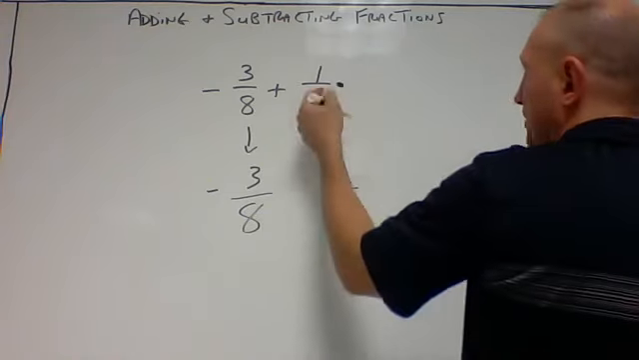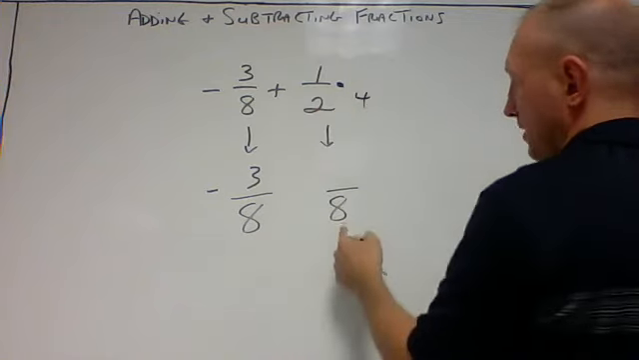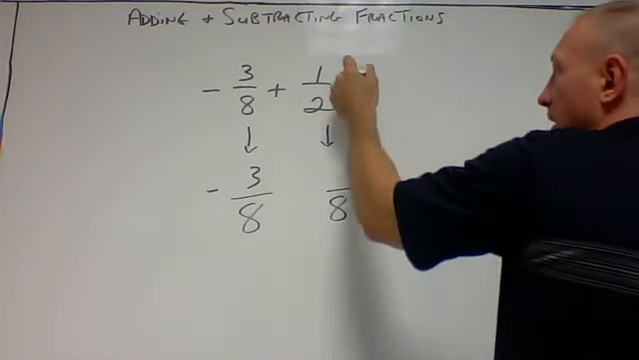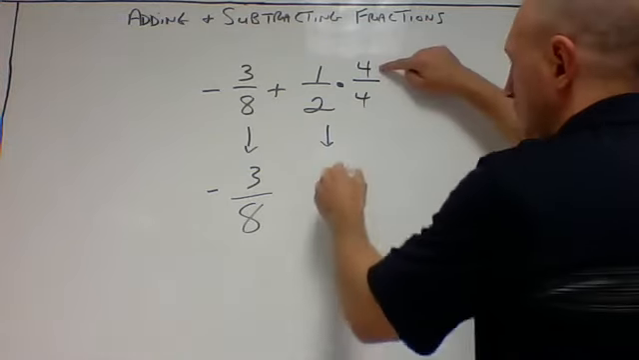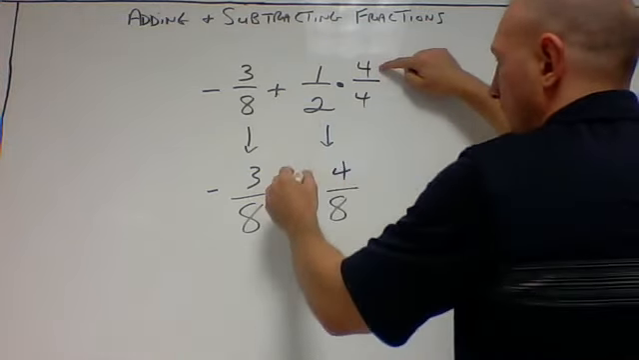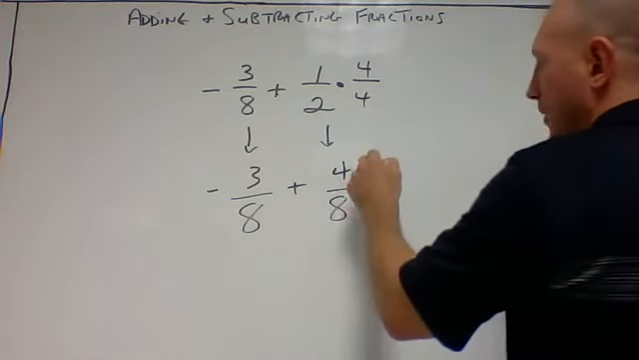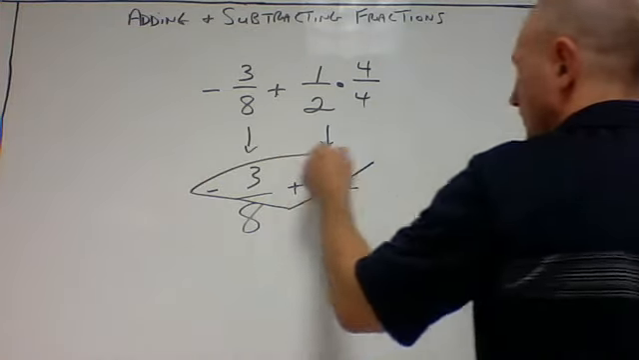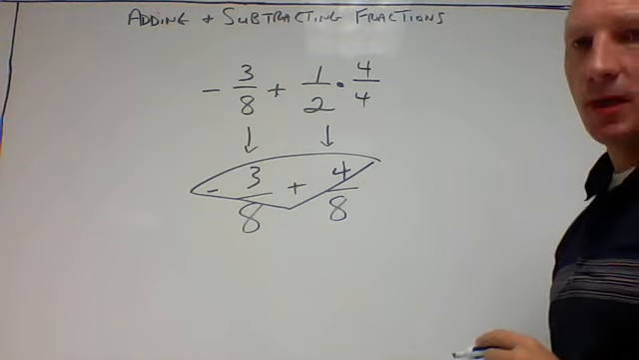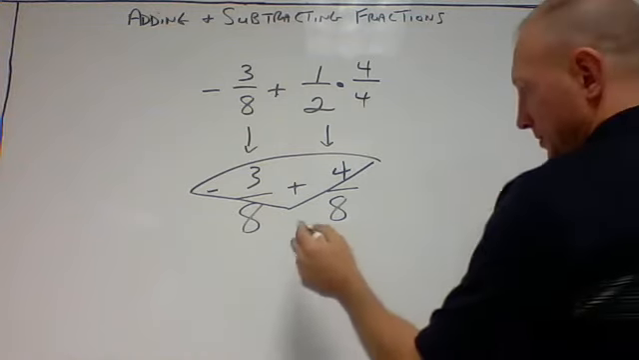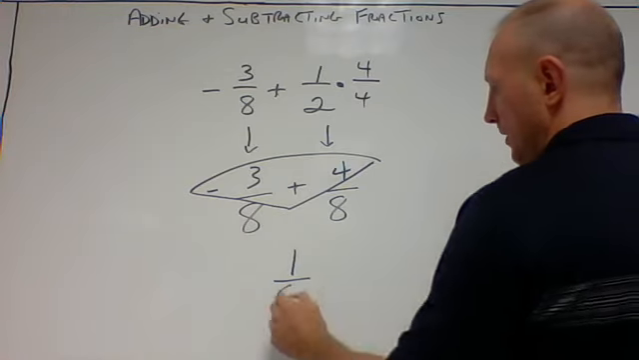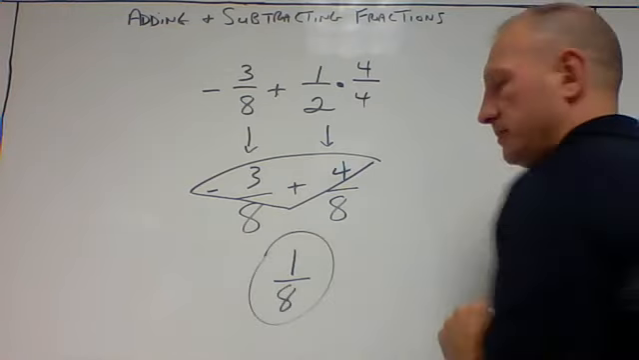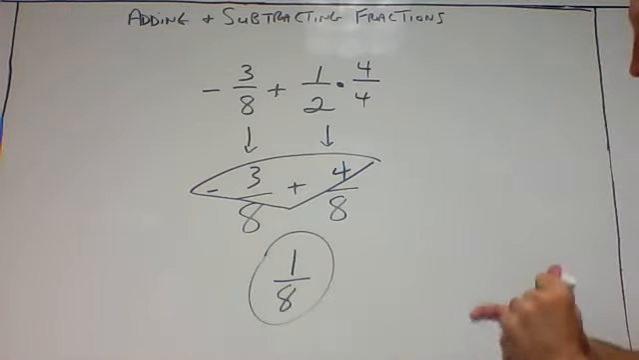Well, I got to multiply the denominator by 4. 2 times 4 is 8. But whatever I do to the denominator, I must do to the top. That's just a rule. So now 1 times 4 is 4. The sign was positive. So now I have negative 3 plus 4. When the signs are different, I subtract, take the sign of larger, so it's 1. So now I get 1/8. And then I'm done. Okay, let's do another one.